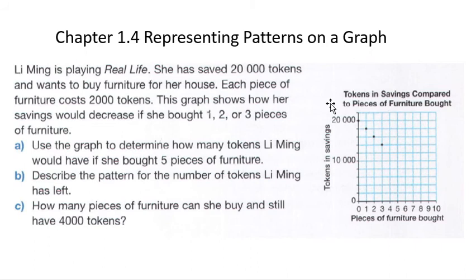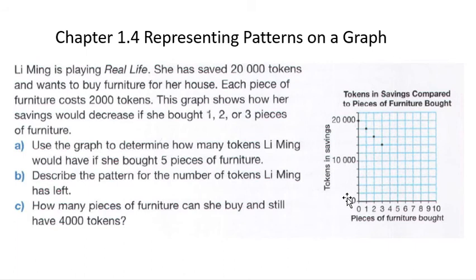We have a title for our graph. It says tokens and savings compared to pieces of furniture bought. Here's tokens and savings on the vertical or the y-axis, and pieces of furniture bought on the horizontal or the x-axis. We don't have every single number on this axis labeled. We have the 0, the 10,000, and the 20,000. However, each one of these little lines that you see is an increase of 2,000 tokens.